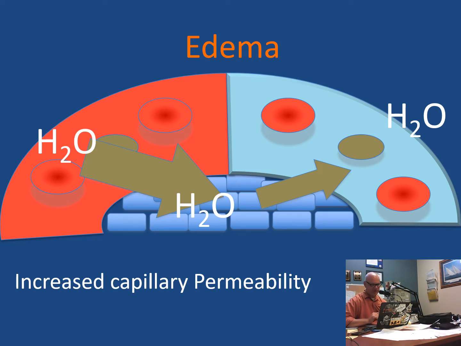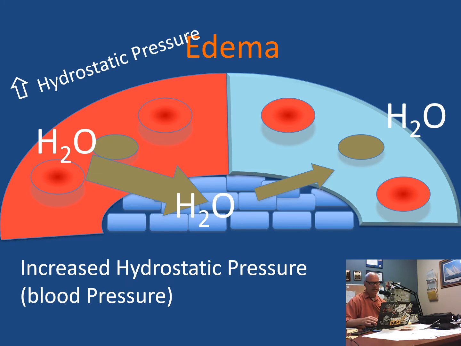One of the big times is anaphylaxis, all right? Another one is sepsis, all right? Both of those are good reasons to have edema caused by increased capillary permeability. The next one would be an increased blood pressure, the one that I started to mention before.